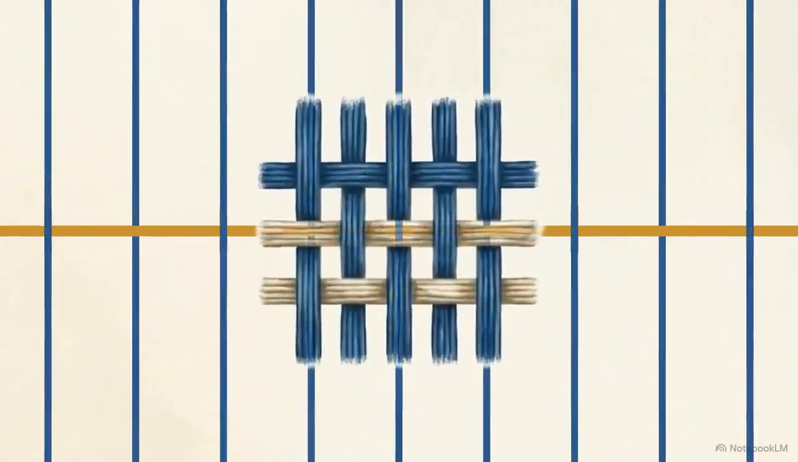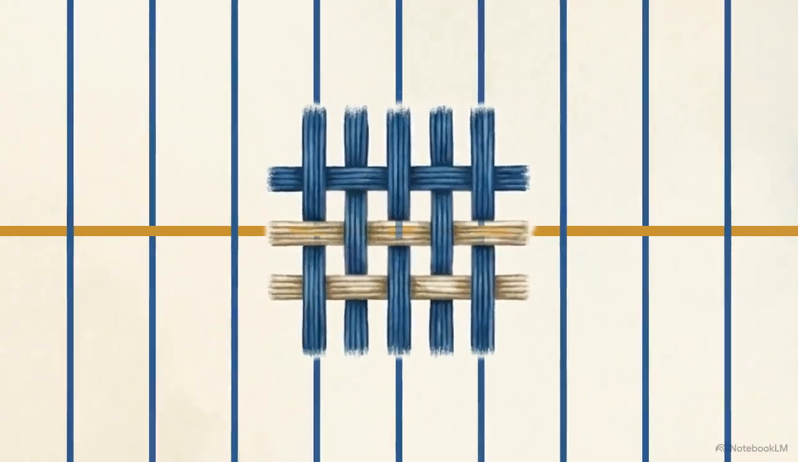The structure relies on two components. The warp consists of vertical threads held under high tension to form a stationary skeleton. The weft are the horizontal threads that interlace with that skeleton to build the fabric.